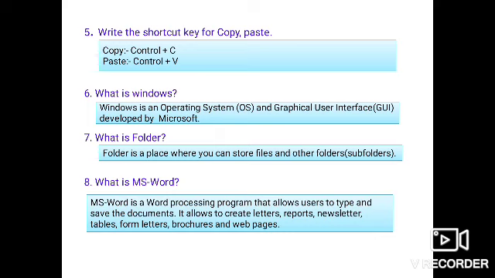Next question is, write the shortcut key for copy and paste. Copy is Ctrl+C and paste is Ctrl+V. Next question, what is Windows? Windows is an operating system and GUI, that is graphical user interface, developed by Microsoft. Next, what is a folder? A folder is a place where we can store files and other folders, or we can also store sub folders. Next, what is MS Word? MS Word is a word processing program that allows users to type and save documents. It allows you to create letters, reports, newsletters, tables, form letters, brochures and web pages.